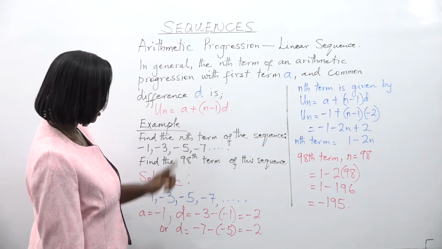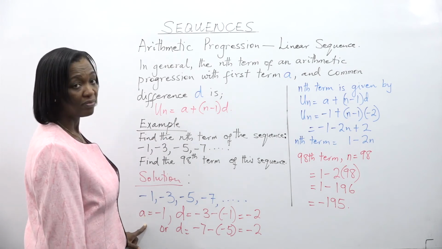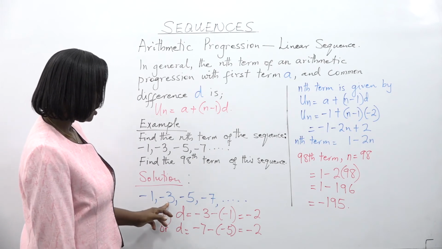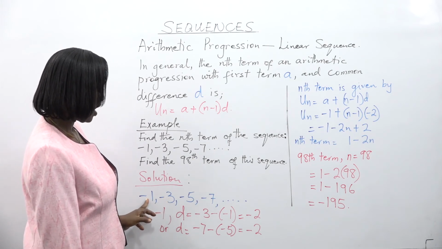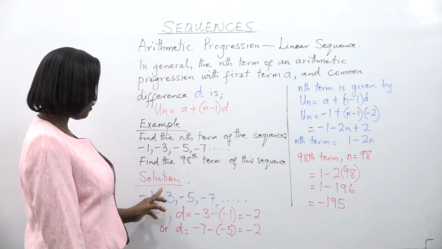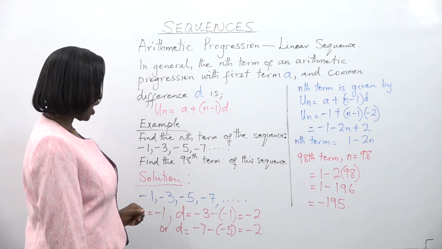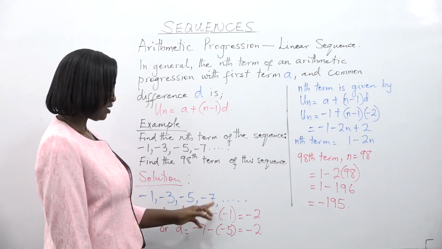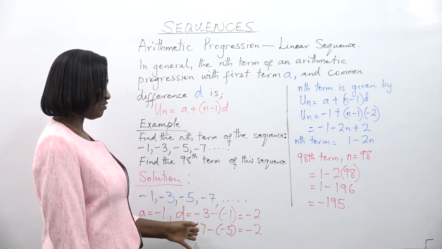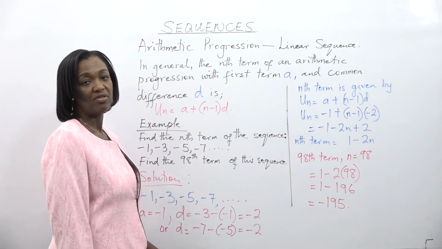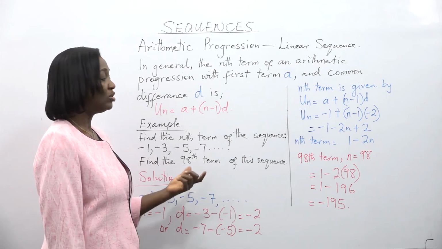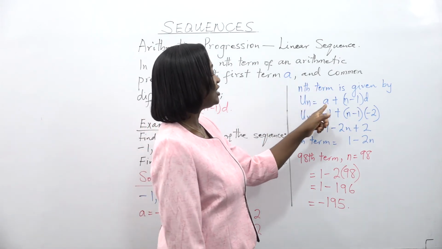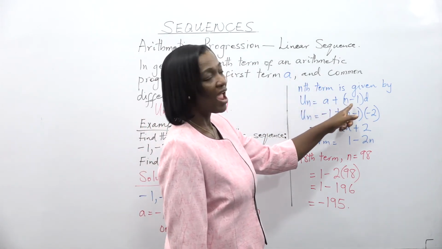Remember, our a is the first term, and the d is a common difference. We just checked with minus 3 minus 1, the difference between the first two terms, and also the difference between the fourth and the third term, minus 7 minus 5. And each of the differences give us minus 2. So d is equal to minus 2. The nth term is given by un is a plus n minus 1 d.